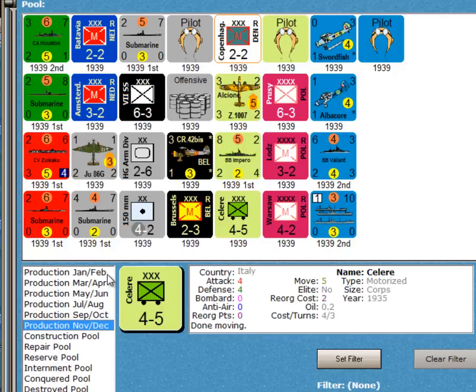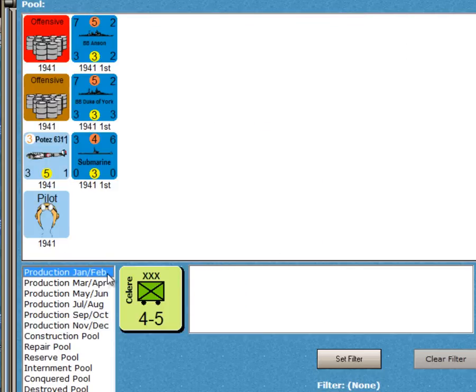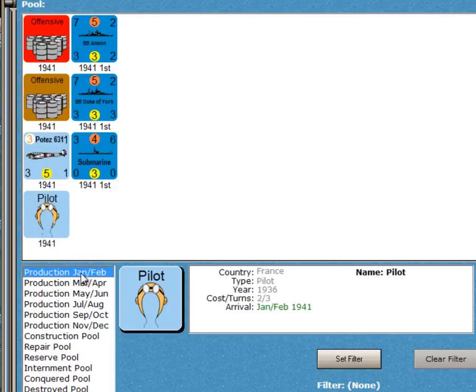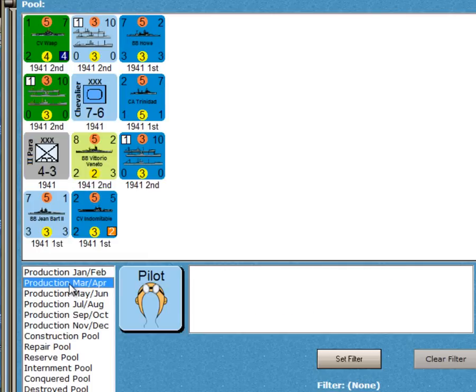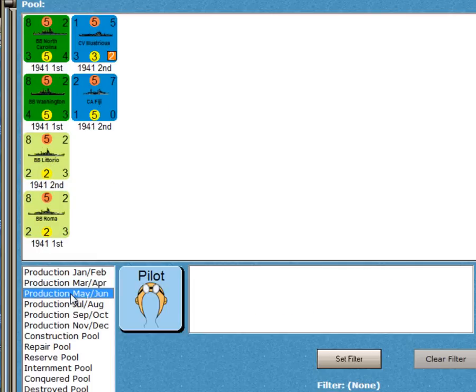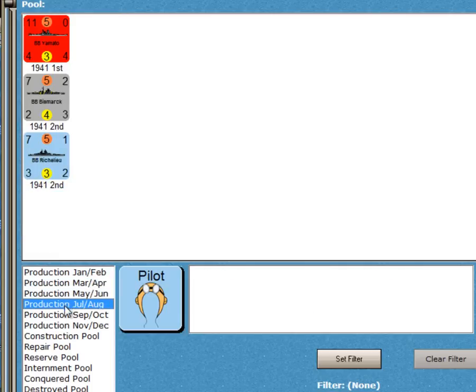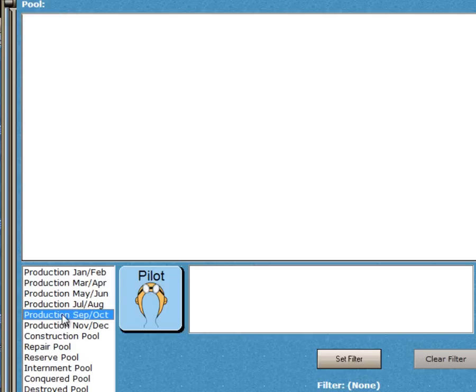If we go to the other turns, in January, February, these are the reinforcements. A couple offensive ships are coming in. In March, April, May, June, July, August, and there are none for September, October because those have all just arrived.